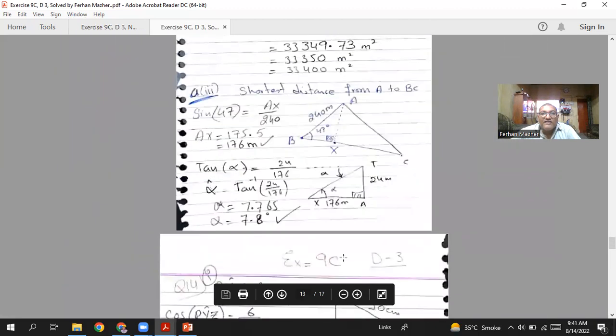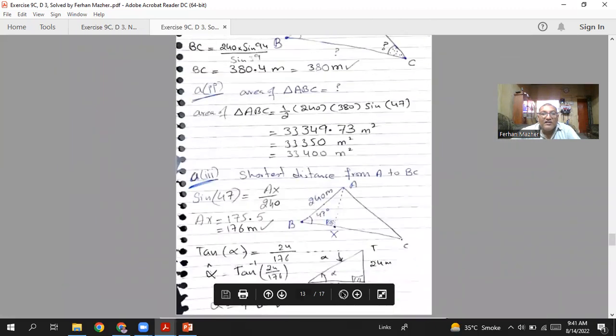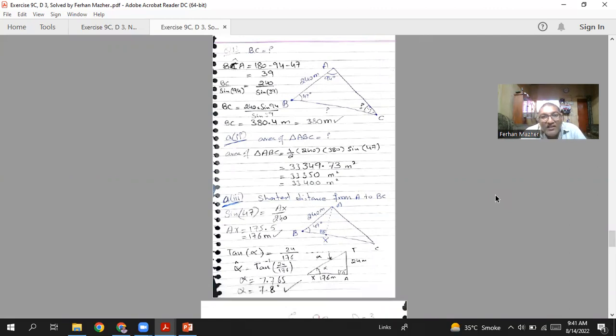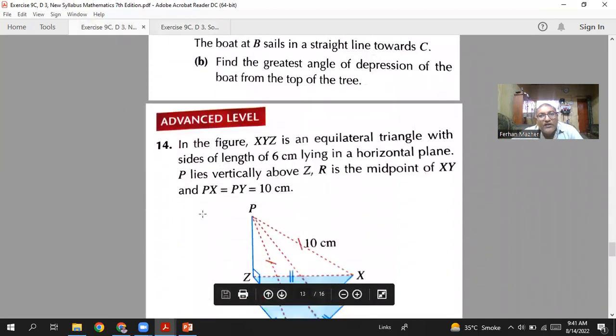So let me reduce the size so you can see the whole. So now the whole question is showing up on your screen. I know that the size is quite small, but the whole question is showing up on your screen. You can pause the video and take whatever time is required for you. Okay, so we are going to the next question.